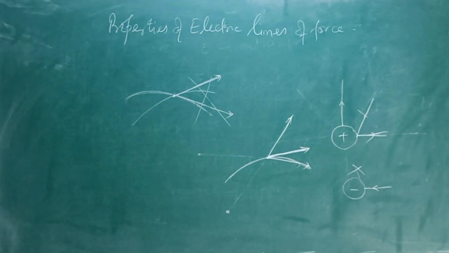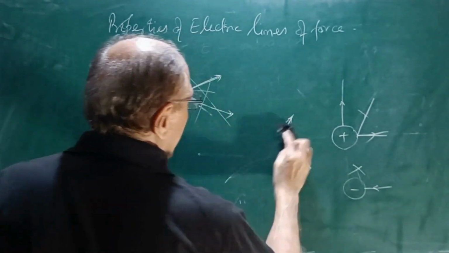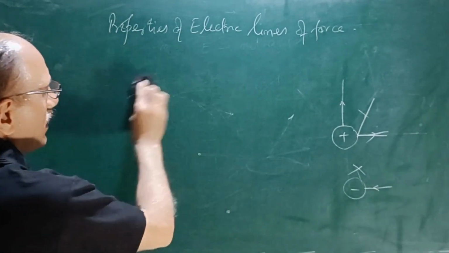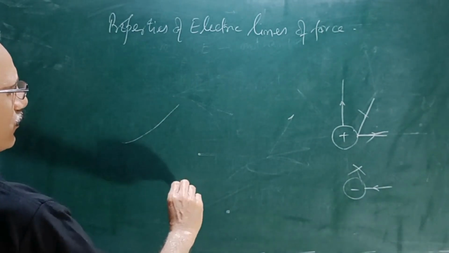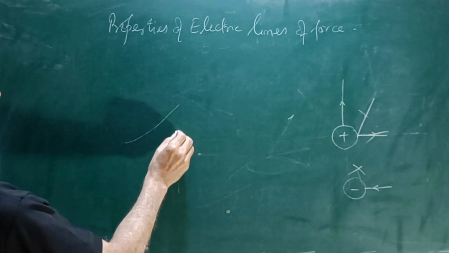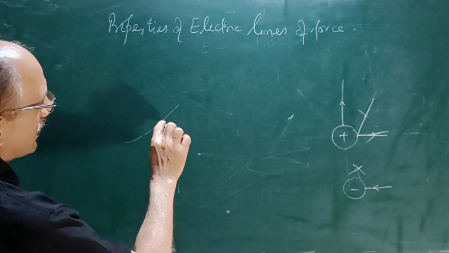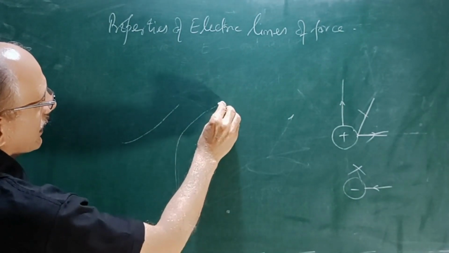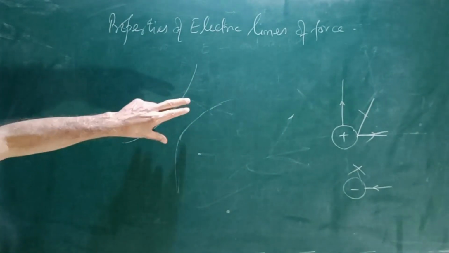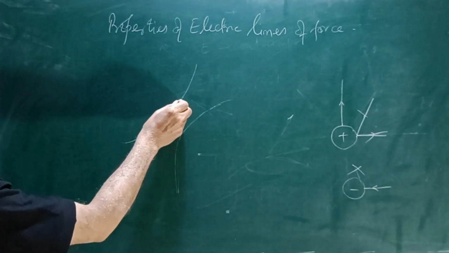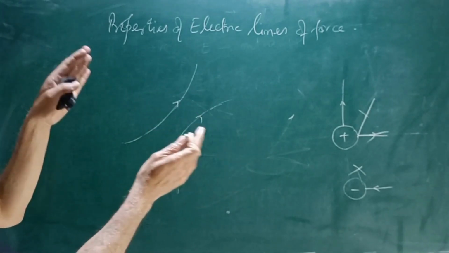Next, they exert lateral pressure. अगर एक इलेक्ट्रिक लाइन ऑफ फोर्स यूं आ रही है और दूसरी यूं जा रही है तो इनको इंटरसेक्ट तो करना नहीं है. So what will happen? It will exert repulsion like this. So they will move like this. So they will have a lateral pressure to separate.